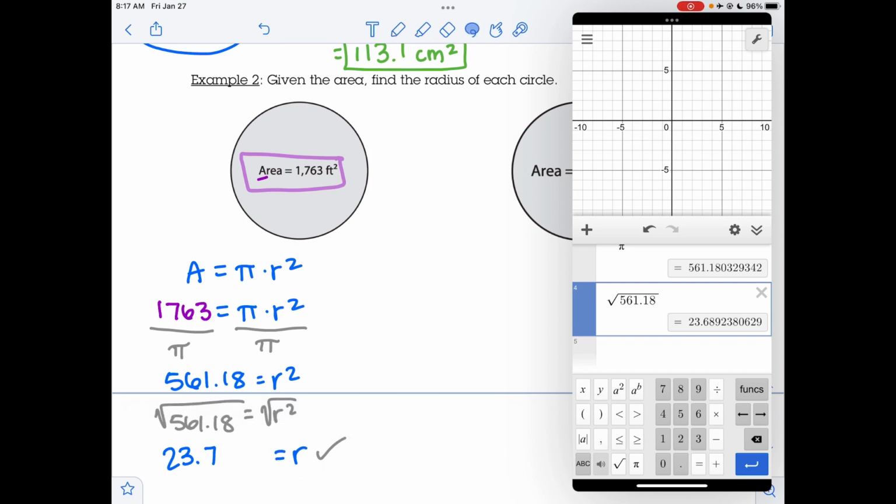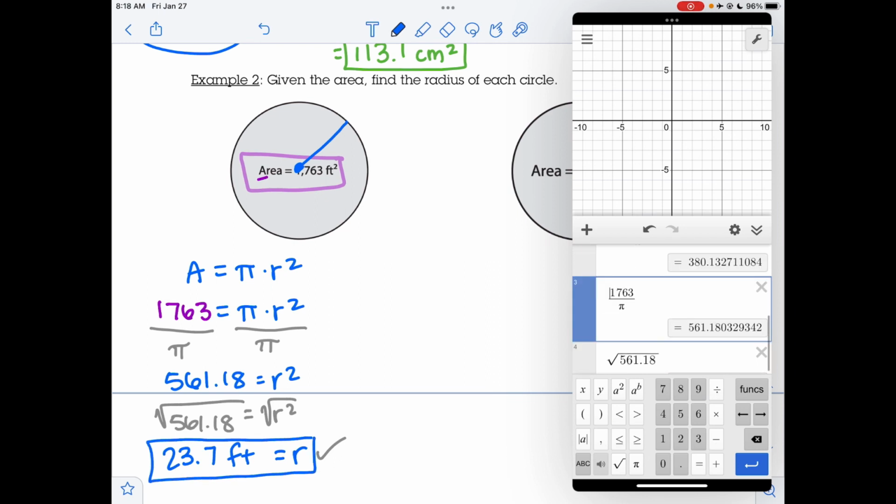Now with the units here, remember a radius is just a length from the center out to the edge. So we're not using square units anymore. This is just going to be plain old feet. And that would be our answer.